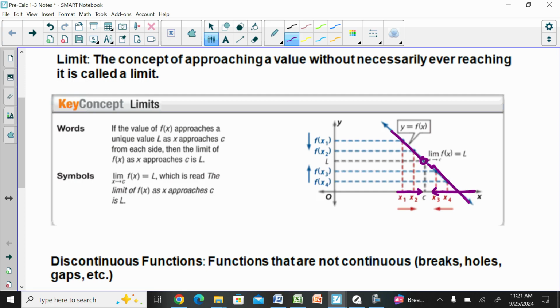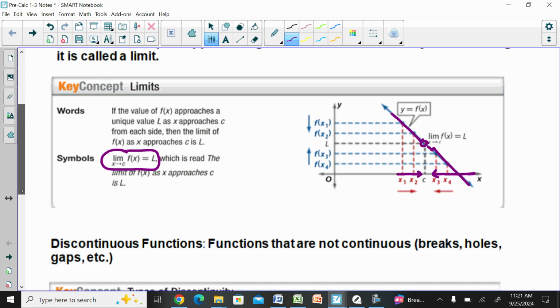And here's your symbols. You've got the limit, in this case, of f of x equals L. We would read that as the limit of f of x as x approaches c is L. You've got limit here, and f of x equals L, and you've got this little x with the arrow, x approaches c, is what we're talking about there. Okay? Easier when we get actual values or infinity in there, and we'll talk about that as we go.